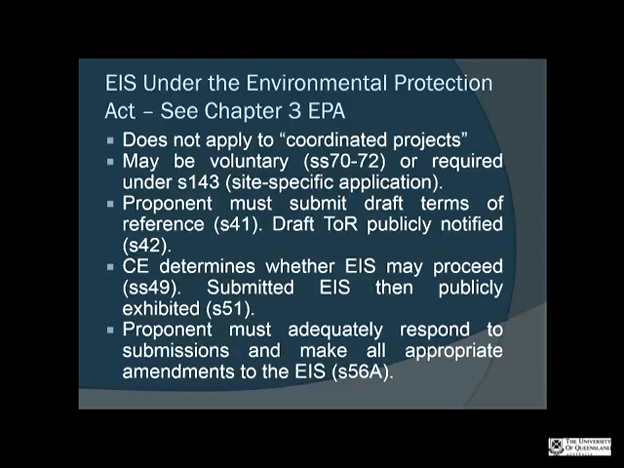They submit draft terms of reference. Those are publicly notified. So the public can make comments on whether, in fact, the EIS is going to cover all of the likely environmental impacts that need to be considered. The chief executive then determines whether the EIS may proceed. The actual draft EIS that's written goes on public exhibition, and the applicant or the proponent has an obligation to adequately respond to those submissions and make any appropriate amendments to the EIS. So they're required to turn their mind to each submission, and show how they've taken it on board and considered it. So all of that's documented in the documents that are sent back to the chief executive.